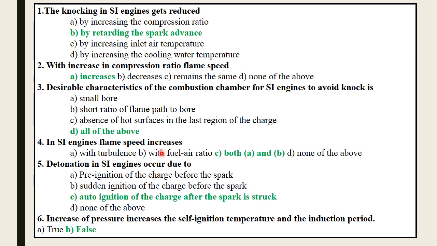Now fourth, in SI engine, flame speed increases: first, with turbulence; second, with air fuel ratio; third, both A and B; and D, none of the above. The correct option is that in SI engine, flame speed increases with turbulence as well as with fuel air ratio. The correct option is C, both A and B.